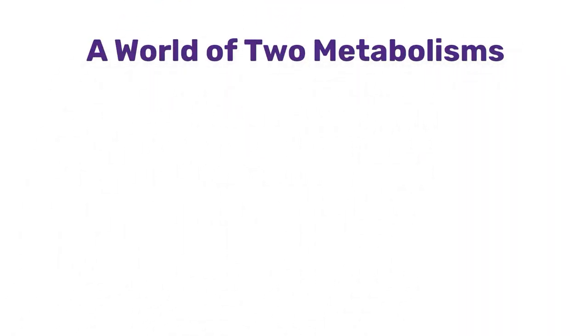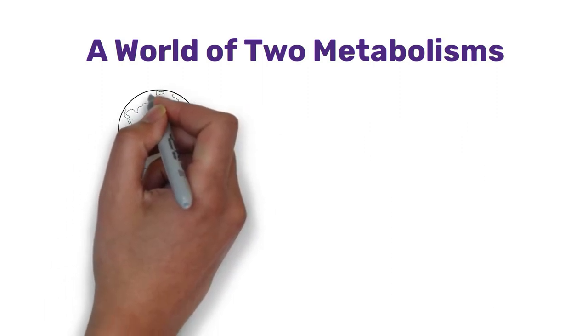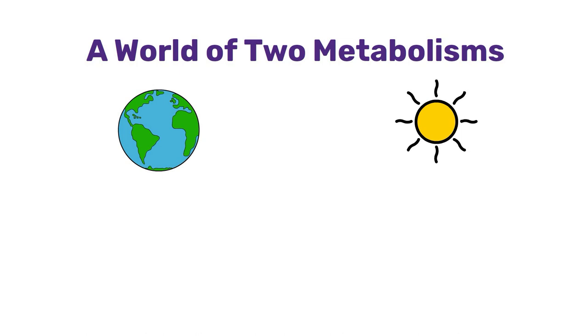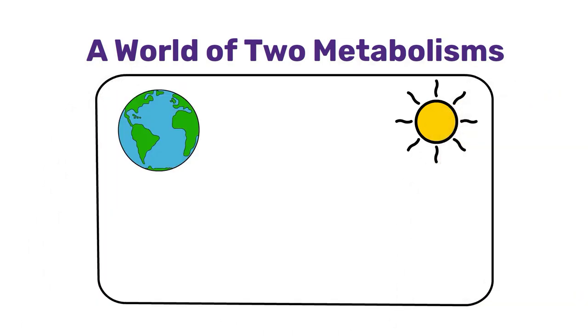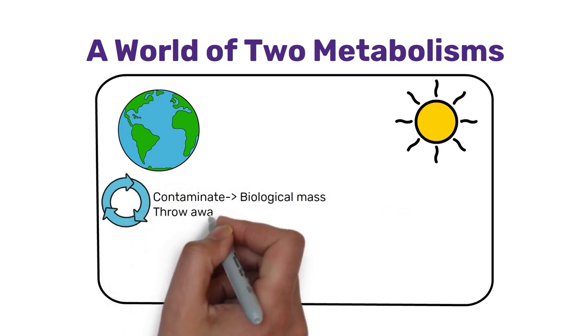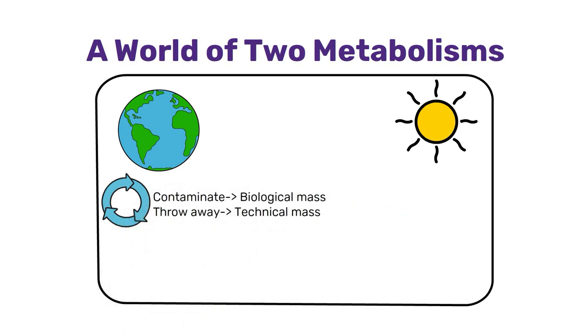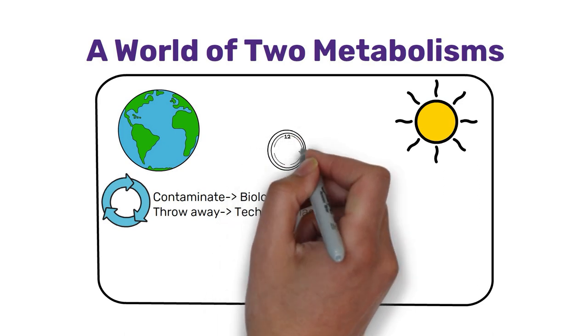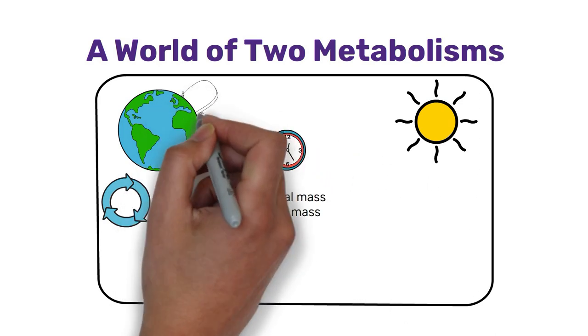A world of two metabolisms. Our life's basic needs depend on two essential elements: mass, which is the earth, and energy, the sun. This means whatever is here in the closed system is all we have, and whatever we make within this closed system does not go away. If our systems contaminate Earth's biological mass and continue to throw away technical materials, we will indeed live in a world of limits, and the Earth will literally become a grave.